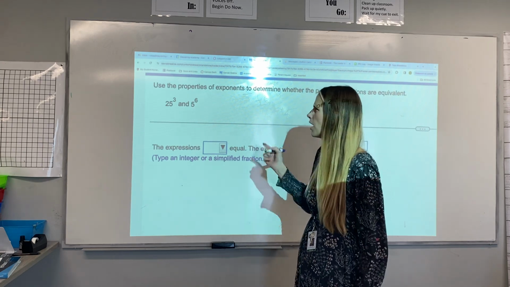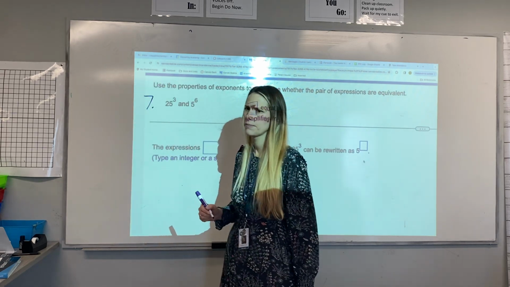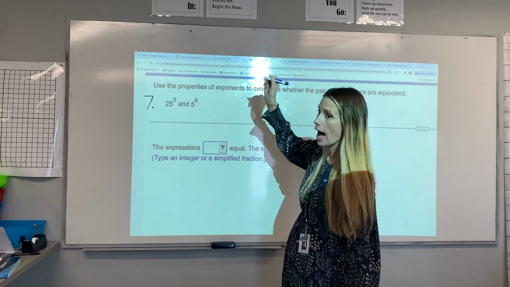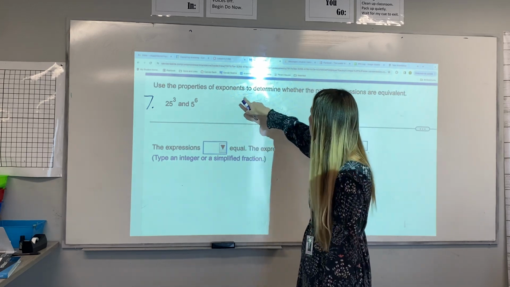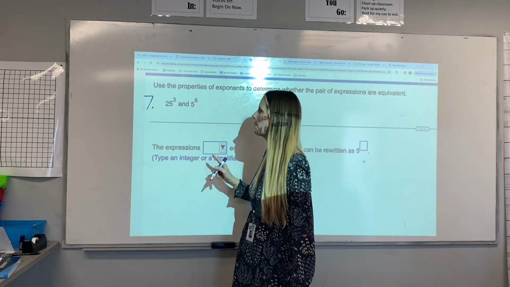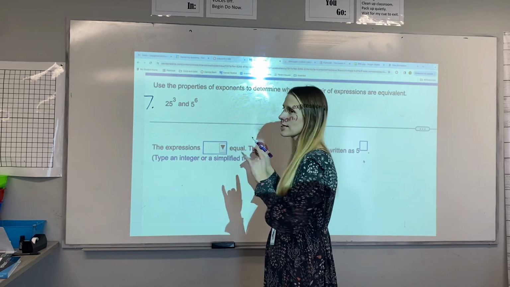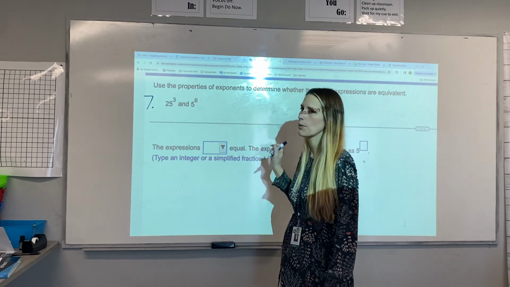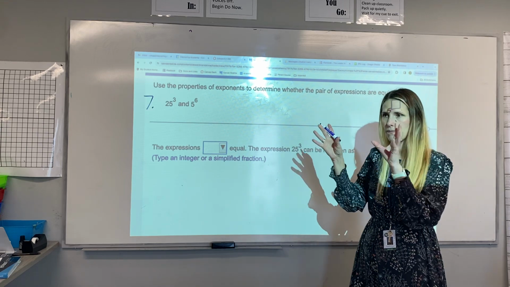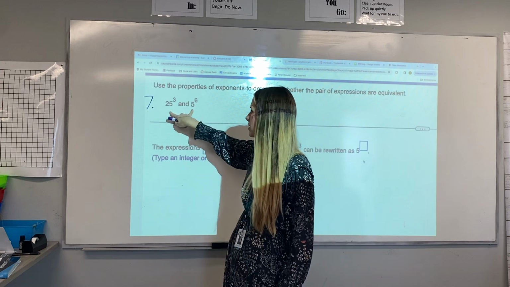Then. Is this number 7? Okay. The expressions aren't equal because they don't. I don't know because I can't tell from just looking at them. Use the properties of exponents to determine whether they are equivalent. Did you determine that by just punching them into your calculator? The directions say to use the properties of exponents. They want you to break it down to see if they will mirror each other, that they will look exactly the same. Because they don't look the same, but they could be the same.